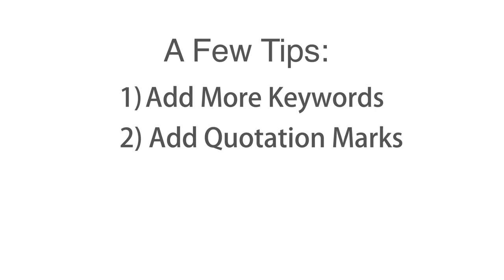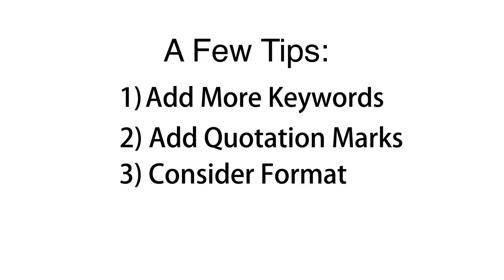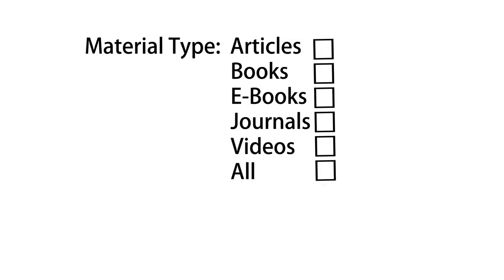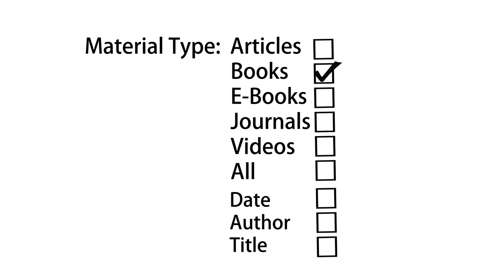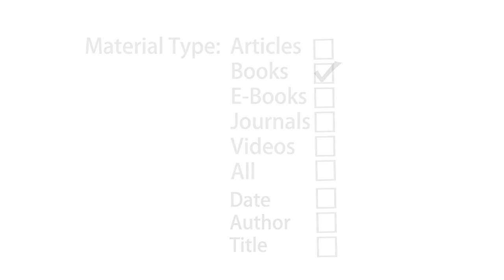Next, consider if there is a certain format you need. If you're only interested in books, you can filter out all the results that are not books. Look closely at all of the filter options and consider other ways that you can focus your results.